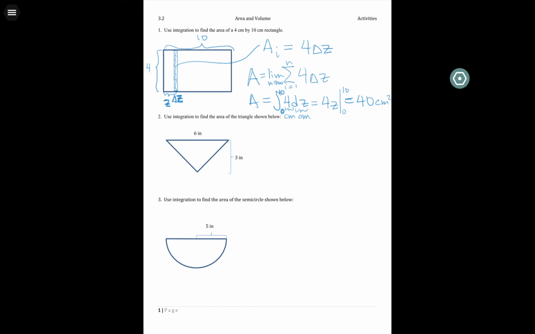All right, number 2 is slightly less silly, but still feels kind of silly because we already know formulas for finding the area of a triangle. But we still want to see how we could do this by adding up an infinite number of rectangles. And again, we will apply this to situations where it is definitely not silly.